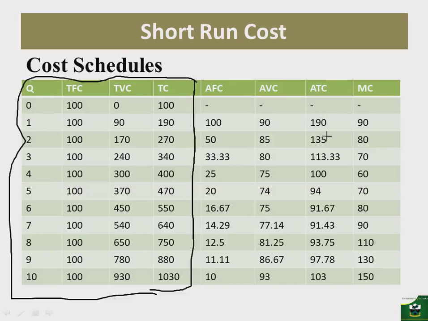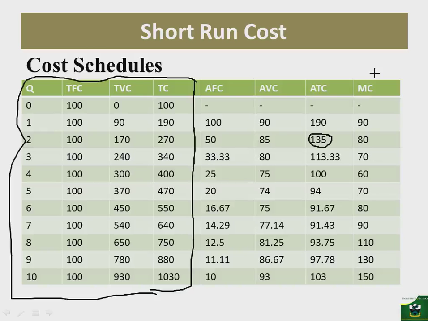And for the second, if the firm has produced 2 units, the total cost is 270, 100 of fixed cost plus 170 of variable cost. So 270 divided by 2, we will get our 135 as our average total cost. You can solve the rest and verify that these are the values that you are getting, and keep your answer to 2 decimal places.